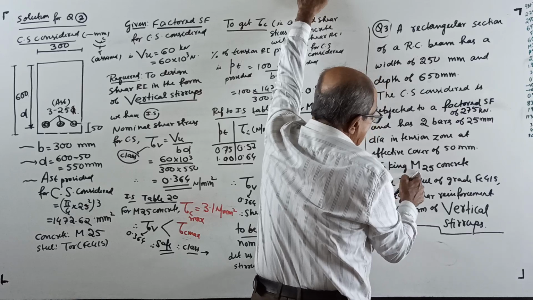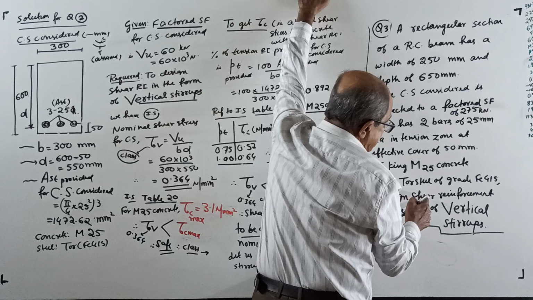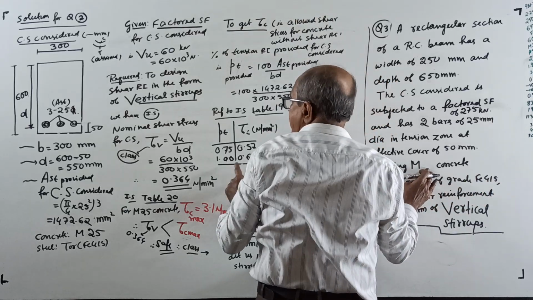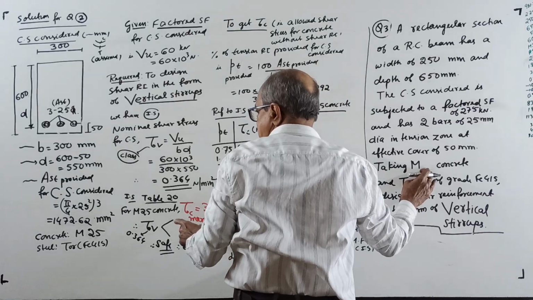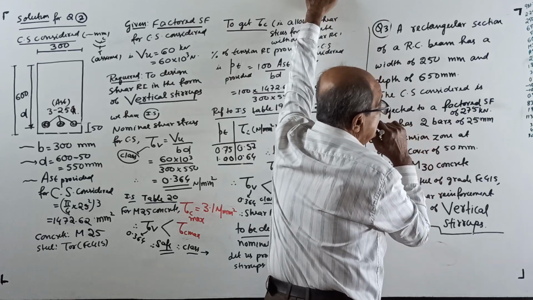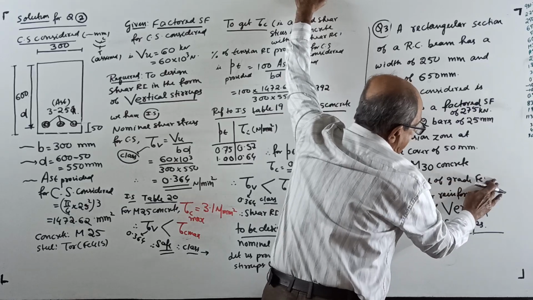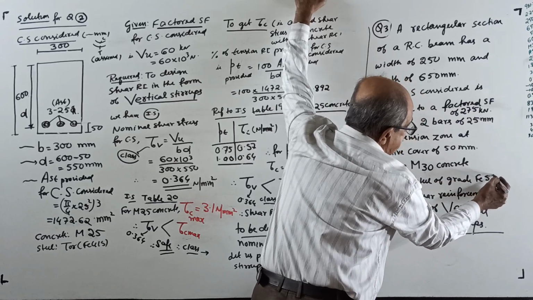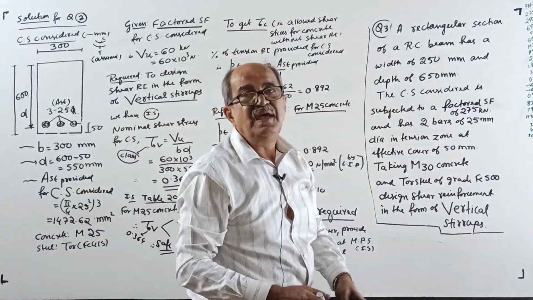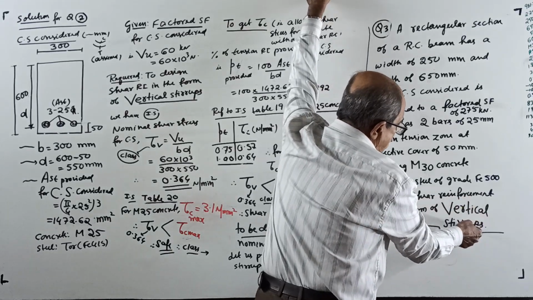Taking M25 concrete and Tor steel of grade Fe415. Which concrete did I take here? Here M25, correct? Taking M30 concrete. Correct, M30, yes. And Tor steel of grade Fe 500. See, this only I told. By chance, if there is a little difference this side or that side, don't worry about it. Procedure should be clear. Design shear reinforcement in the form of vertical stirrups.